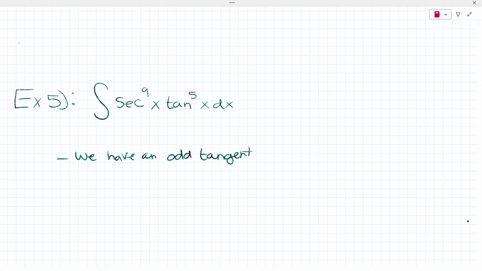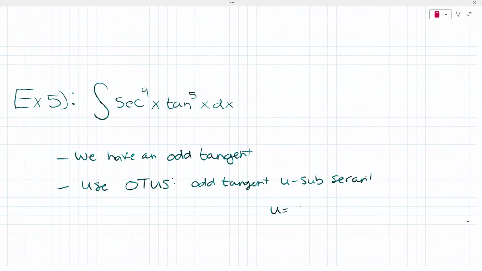So according to the rules, if you have an odd tangent, you're going to use the riddle... otus. It just means odd tangent. That means you're going to use u sub secant. Okay. So if that's true, u equals secant of x, and then my du.